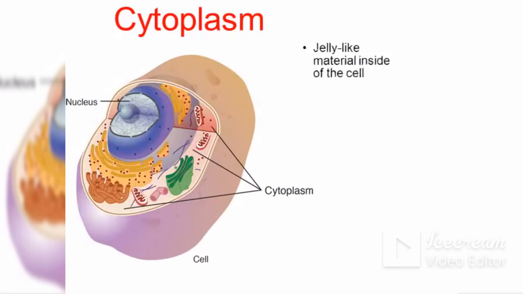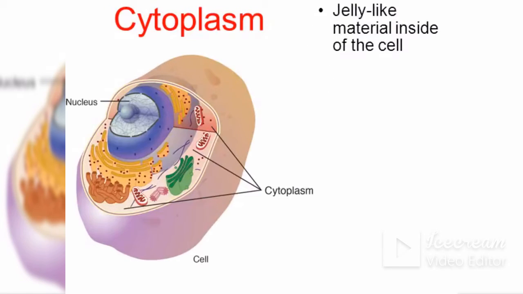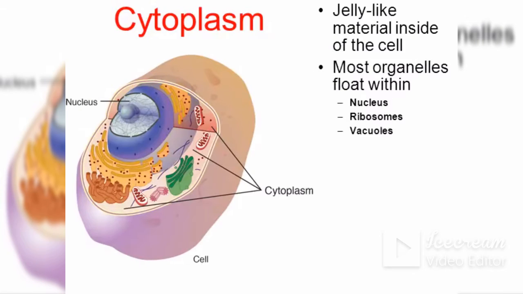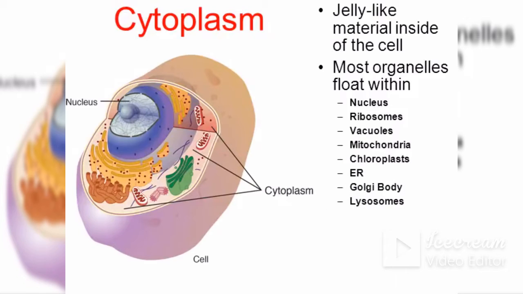So the cytoplasm, the first thing I want to mention is that it's the jelly-like material on the inside of the cell. You know, when you look at diagrams, sometimes a cell might look like it's empty or filled with hollow air space, and that's not true. Cells are filled with a jelly-like liquidy material called the cytoplasm, and in that cytoplasm most organelles float within. You can see here's a list of a few of the organelles that are floating around in the cytoplasm. We're going to talk about all of these throughout this video. We'll talk about what mitochondria is, what lysosomes are.